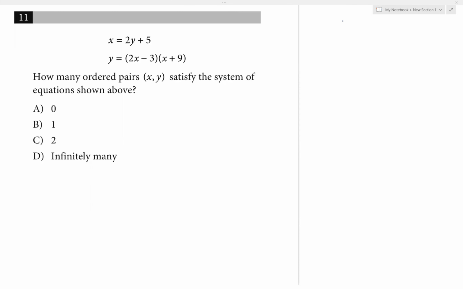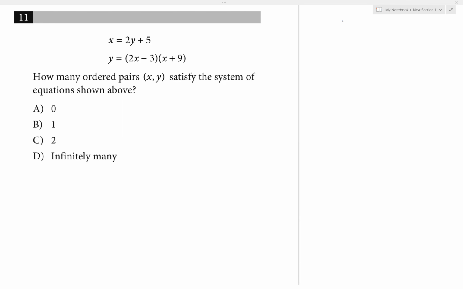All right, number 11. We have x equal to 2y plus 5 and y equal to 2x minus 3 times x plus 9. How many ordered pairs x, y satisfy the system of equations shown above? Okay, so this is a system of equations question, but this one is not a system of two linear equations.